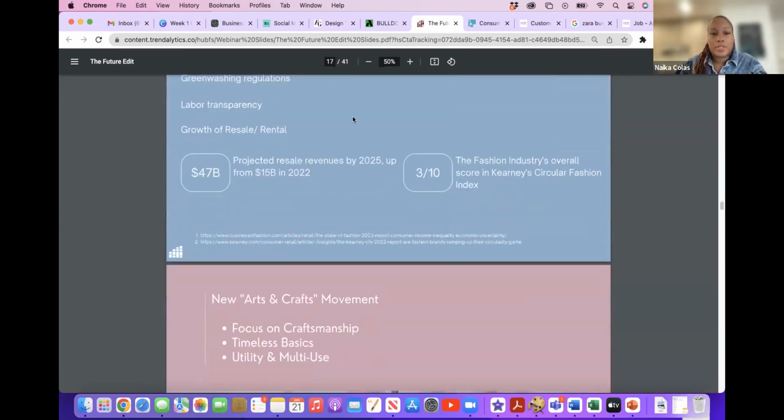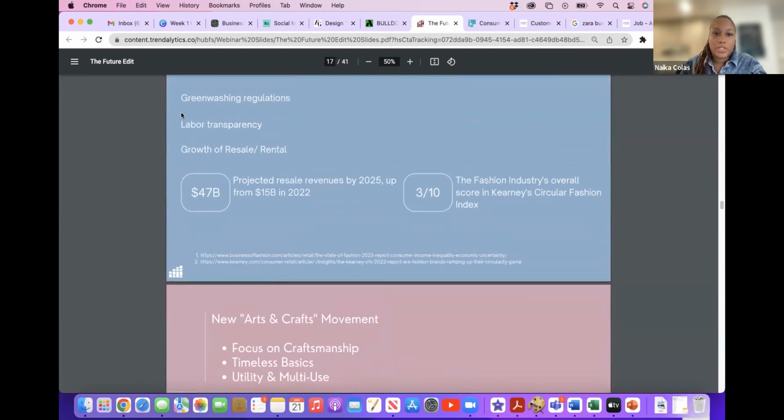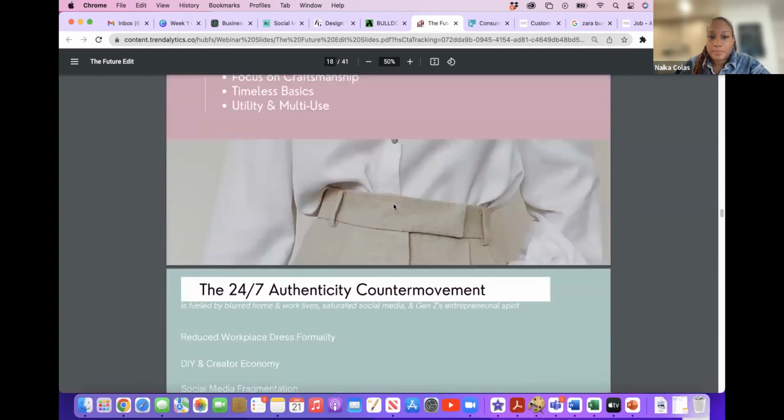And so you're looking at trends, you're looking at new greenwashing regulations, labor transparency, growth of resale and rental. Maybe you want to go into that space. Maybe you want to go into the space of being a sustainable fashion designer who has capsule collections, and after maybe the fifth wear, the consumer can mail it back to your studio, and then you give them 50% off, and then you resell that piece. That's something that I want to do, right? We can all do it. So this is what I'm sharing. And you see there's growth here in the resale rental space.